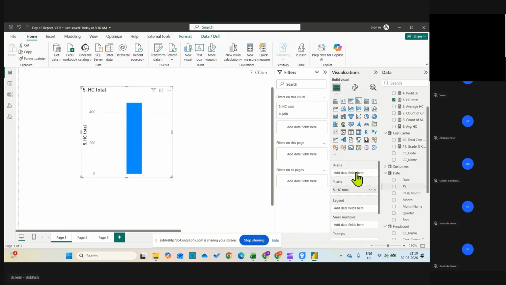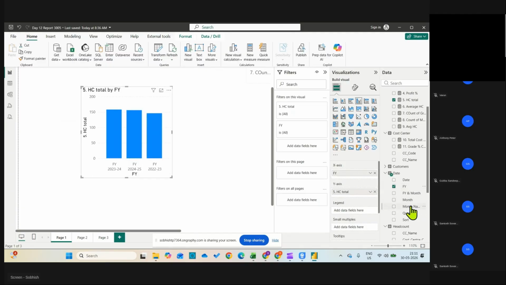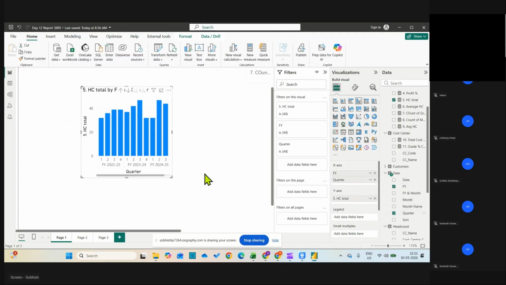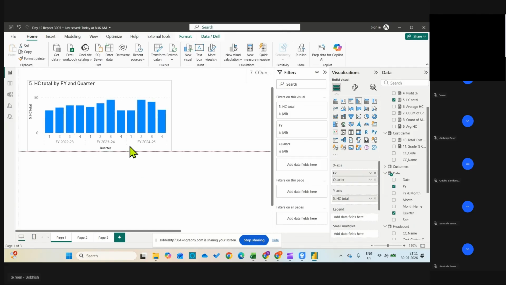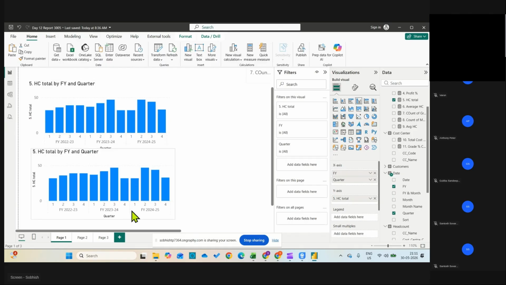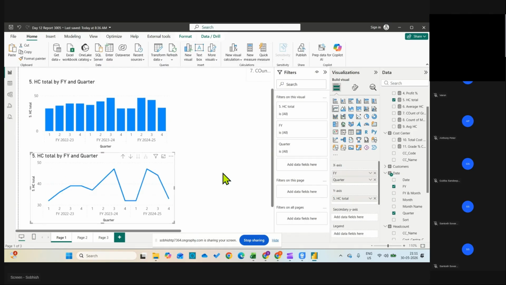So we bring the financial year from the date table, and then we also bring the quarter here. Now we have the quarterly headcount here. Right? And now I'm going to copy this and then create another view which shows the trend. Now which view gives you a clear view of the trend?